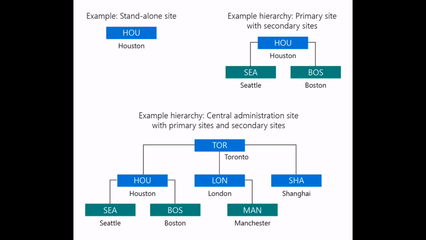Now, in this diagram we can see a standalone site, then a primary site with secondary sites, and the CAS site with the primary sites and secondary sites. So depending upon the requirement of the organization, we can create any kind of architecture.